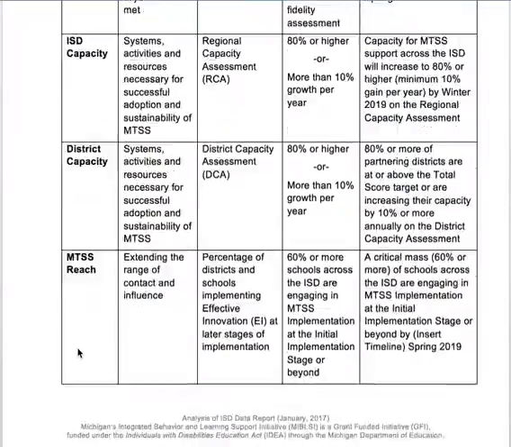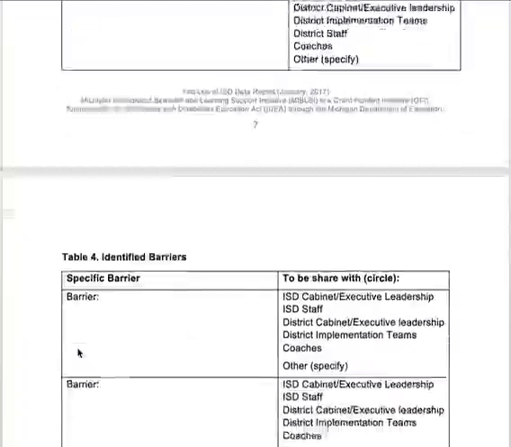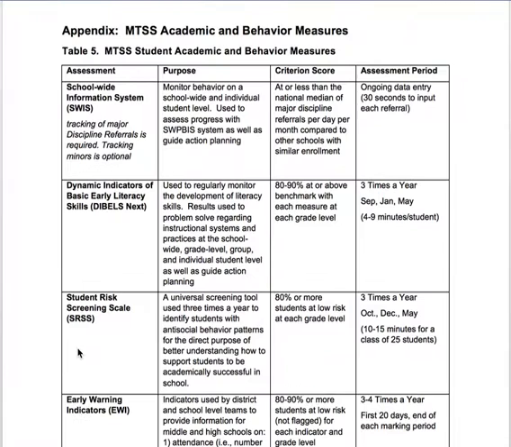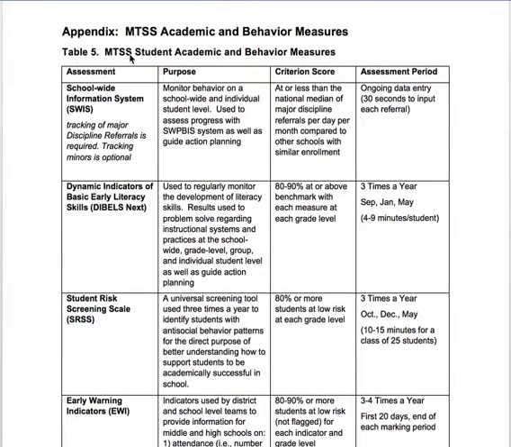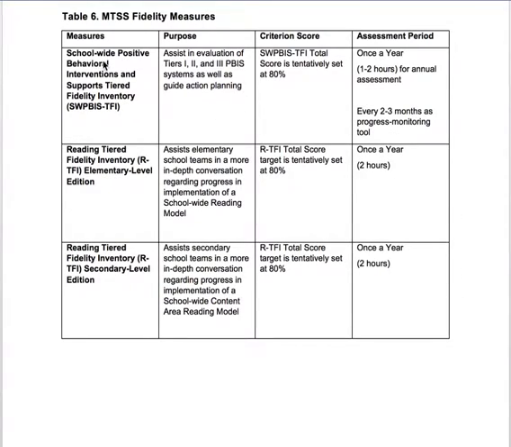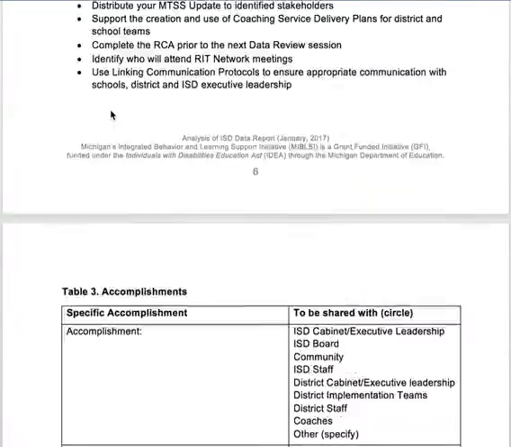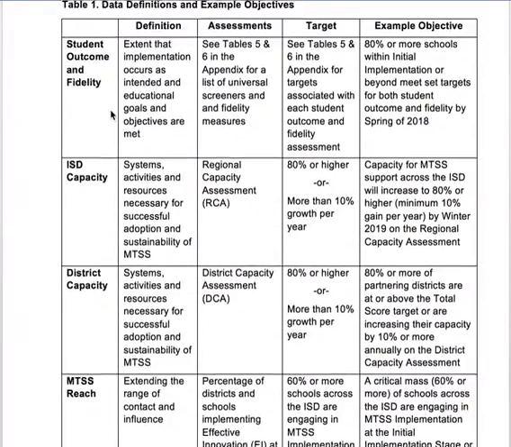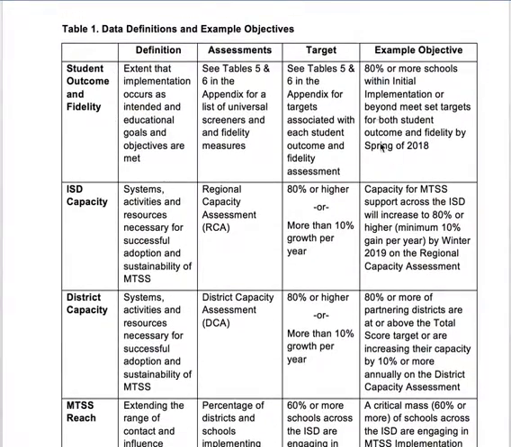I'll flip down to the appendices right now. In the appendices, there's two tables. The first table has student academic and behavior measures, and it walks through those, the purpose, the criterion score, and when they're assessed. And then same thing here for the fidelity measure. So it gives us some good information right within this document on what assessments we are using for student outcome and fidelity.